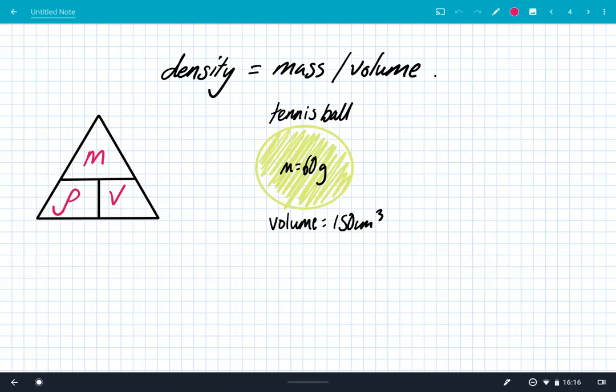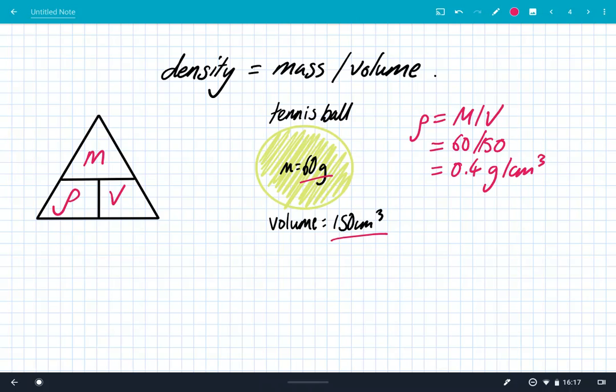In the next example, I've got a tennis ball, and you can see here that the mass is given in grams and we've got the volume in centimeter cubed. So we use the same equation, density is mass divided by volume, but we're going to use grams and centimeter cubed this time. So the mass is 60 divided by 150 centimeter cubed, and we get a density of 0.4 grams per centimeter cubed. So really important, you can either use kilograms per meter cubed or grams per centimeter cubed.